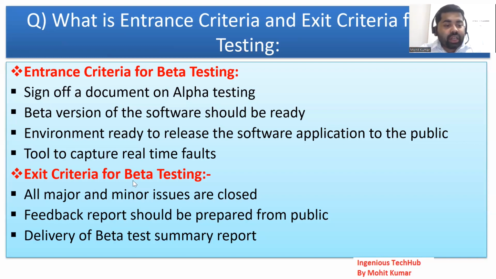So what is the exit criteria for beta testing? All the major and minor issues are closed. So here minor and major issues must be closed. Feedback reports should be prepared from the public. I already told you, right? We will have one feedback link for the customer so they can fill it in over there. Delivery of beta test summary report. So for everything we have one report. That report is proof, right?